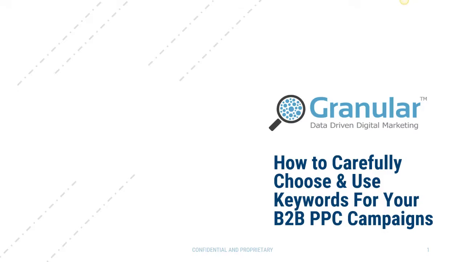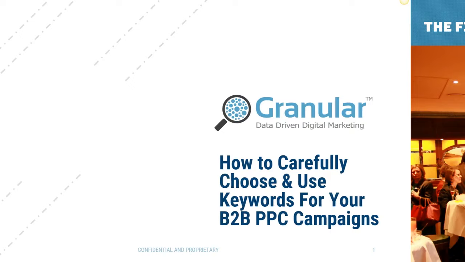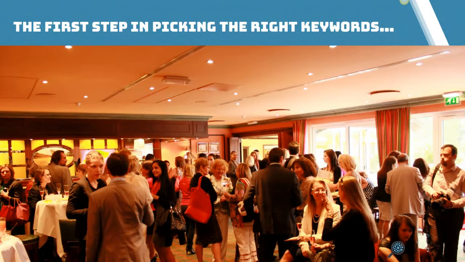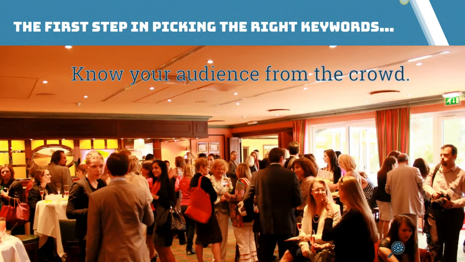Today we're going to talk about how to carefully choose and use keywords for your B2B PPC campaigns. I really think the first step in picking the right keywords is to know your audience. It's really easy on the internet to get traffic, but that traffic isn't necessarily always good traffic. And so you don't want to end up paying for clicks that are going to bring you an audience that's not relevant to what you're offering and might never lead to the conversion event that you want. So knowing your audience first is kind of the first step in knowing what they're going to search for.